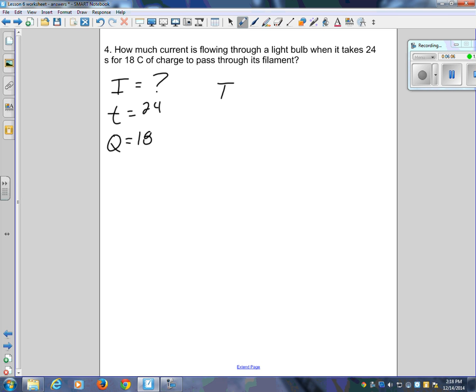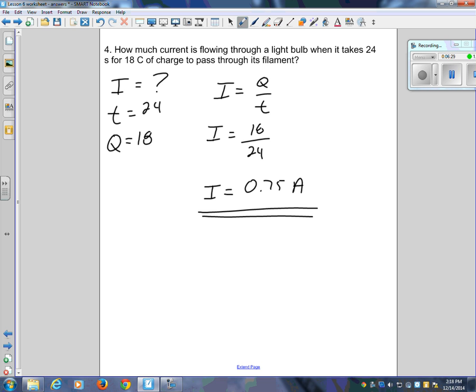I equals Q over T. That's the standard formula. I is equal to 18 divided by 24. I is equal to 0.75. We're measuring current, measured in amps. Equal signs lined up, got my units. Bottom right hand corner has the answer. Beautiful looking solution.